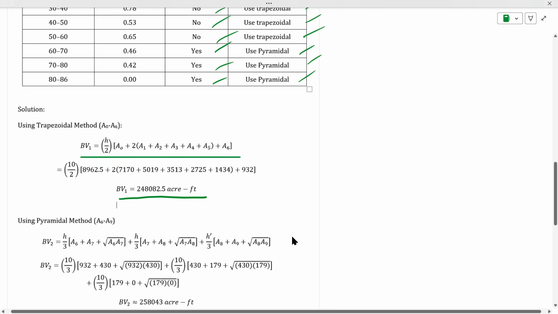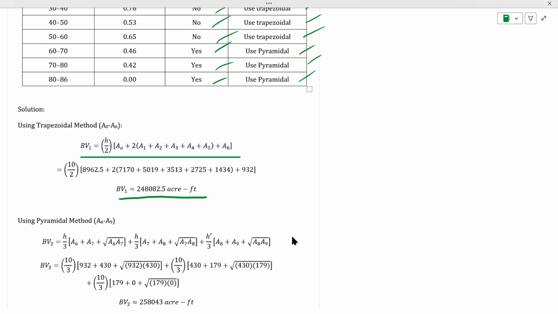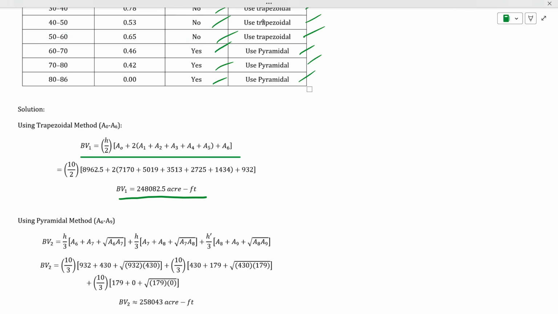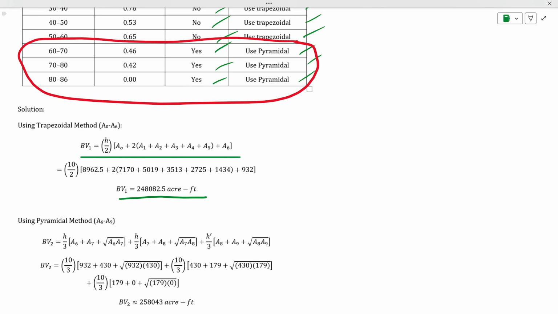I want to give you tips on how to make sure that you are doing this pyramidal method correctly. Based on your analysis here, as you can see, there are three intervals that require the pyramidal method. Meaning you will use the equation three times, for interval 60 to 70, 70 to 80, and lastly 80 to 86. That's why we have these three equations.